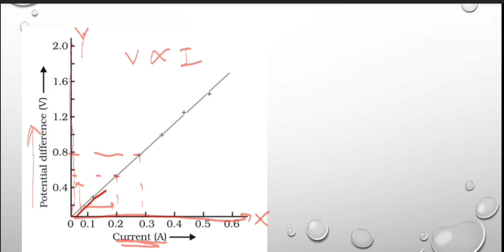When we draw the graph over here, we see that a straight line is formed. So the directly proportional sign comes into play in this graph, showing that the potential difference across any conductor is directly proportional to the amount of current flowing through the circuit. Clear? Now students, how will we define 1 ohm?